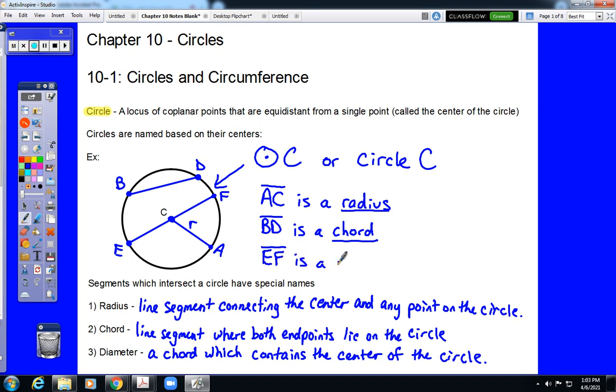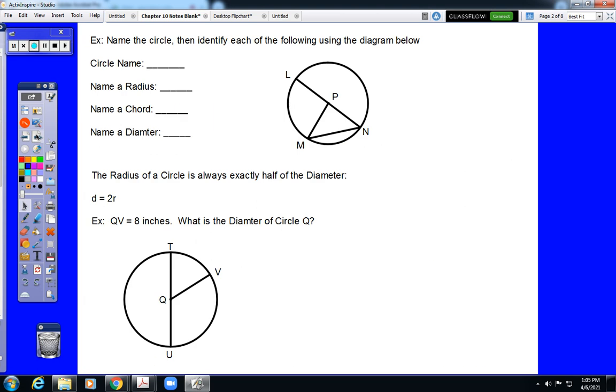Please note, this is like the rectangle and square thing. Every diameter is a chord. Not every chord is a diameter. Okay? Every diameter is a chord. Okay, so then we try the example on the next slide.